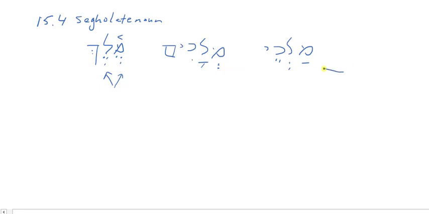And what we were told was that the original vowel reappears. So not a hireq, but in the case of melek, it becomes a patach. All right, and that was very unusual. And I told you that you would get a little bit more insight into why this is when we got to chapter 15. Well, here we are.